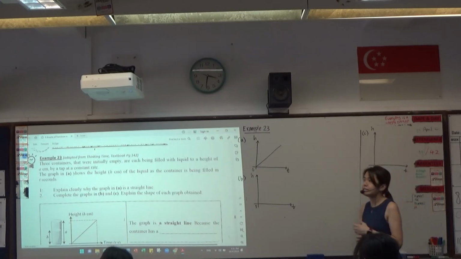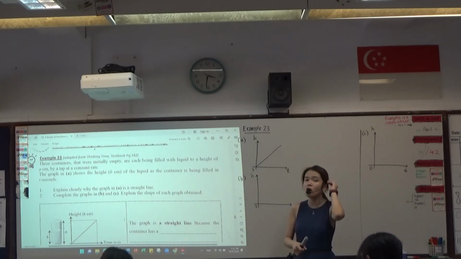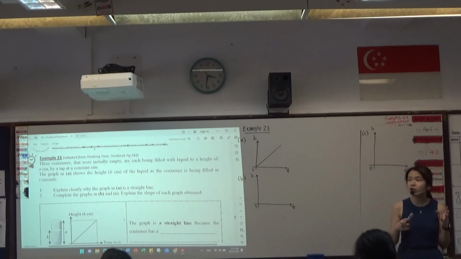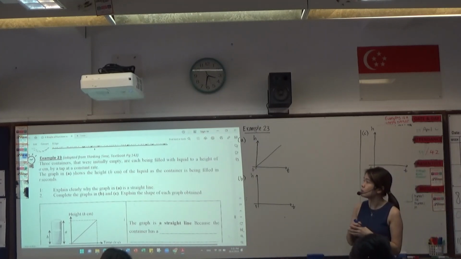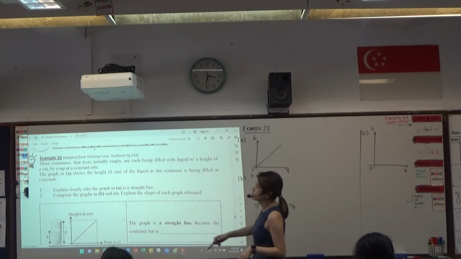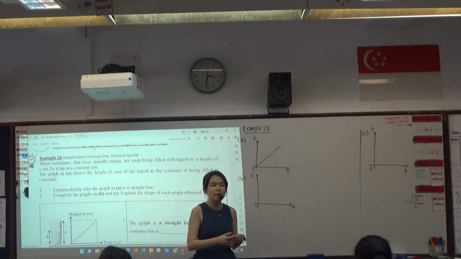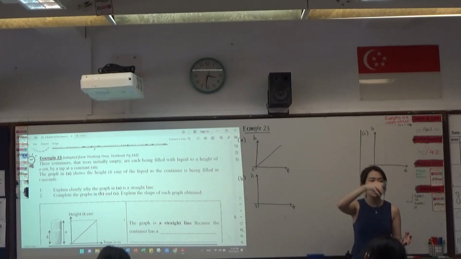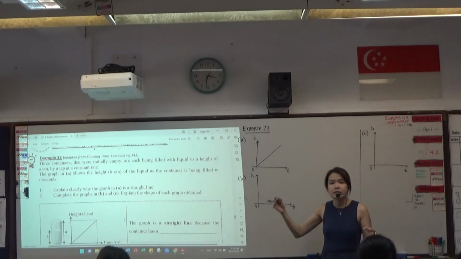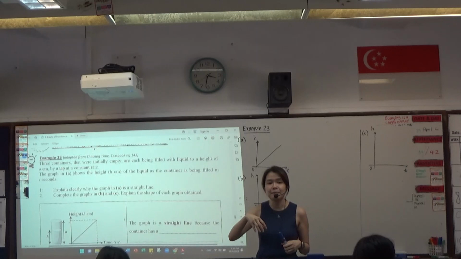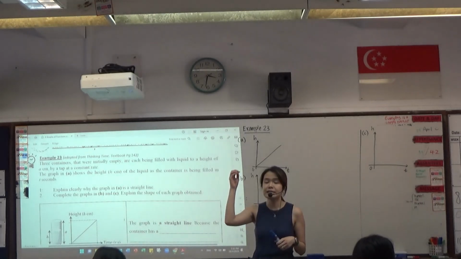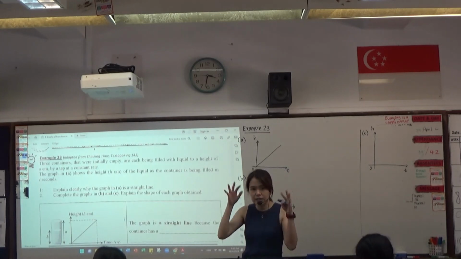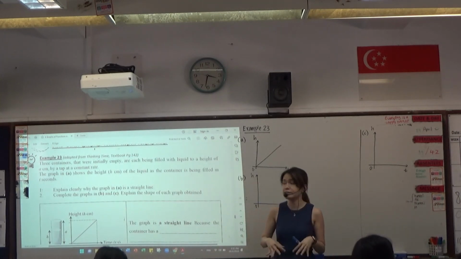It says that there are 3 containers that were initially empty, and each of them are being filled with liquid to a height of 8 centimeters by a tap at constant rate. So you imagine having 3 different containers, tap on top, it is being filled up. The rate at which it is being filled up is the same. That means that your water tap itself, when you switch it on, the water comes out at the same rate itself.